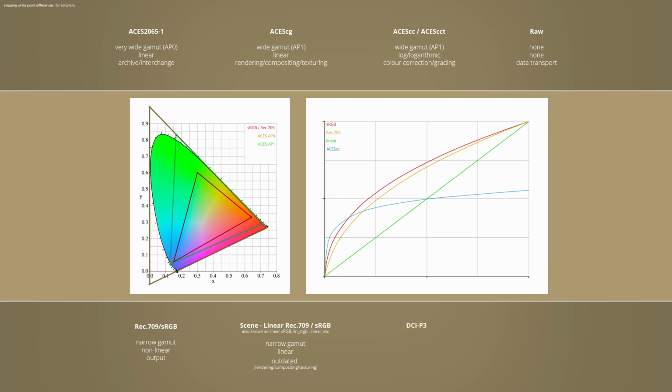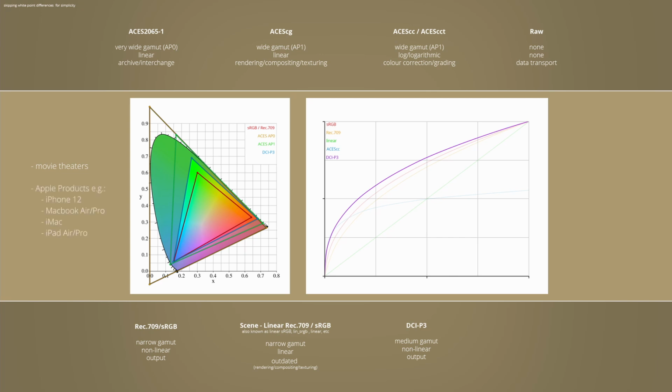DCI-P3. This color space has a significantly wider gamut than Rec. 709, but not quite as wide as ACES CG. It is commonly used by projectors in movie theaters, and a variation of it seems to become the new standard for displays built into Apple products, including iPhones, Macs, and iPads. But this trend also seems to catch on amongst other products. Most professional reference monitors are able to display DCI-P3, but depending on the goal of your production, you might be mastering in Rec. 709 anyway.